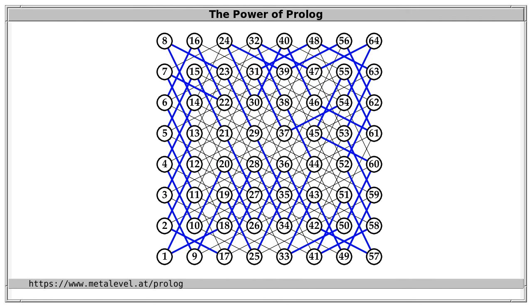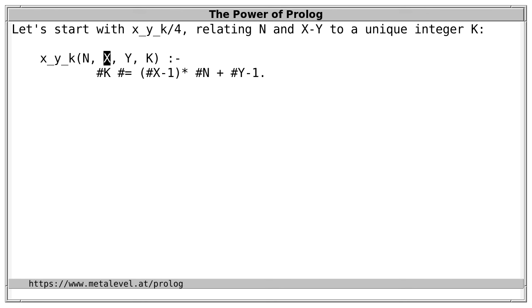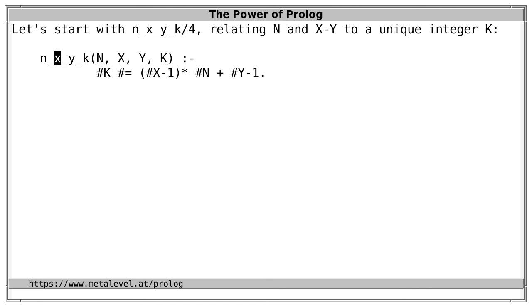And let's start by relating a coordinate pair xy to a unique integer k. So we say xyk holds for xy and k if, and now we state our equation again and slightly generalized, we regard k as the integer xy in base n. So instead of 8, we now use n to make it more general. And we also make n one of the arguments, okay? And consequently we call the relation n xyk. So it's more general and in fact also too general.